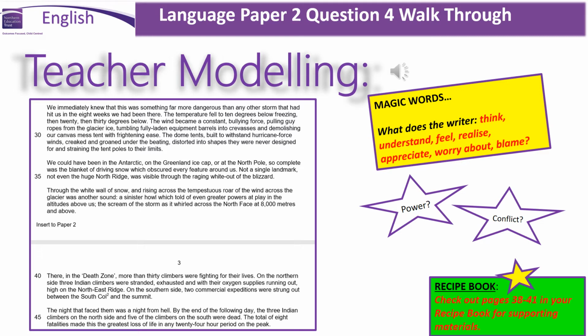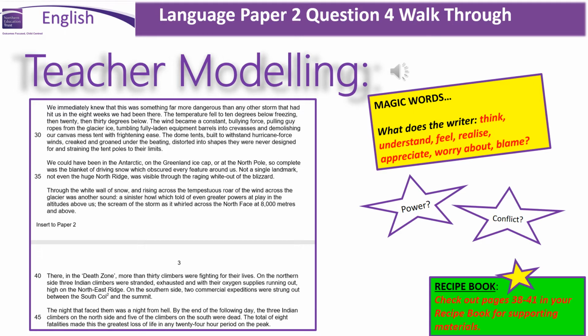He then refers to the snow as a white wall of snow, showing us that at this moment he feels that he is surrounded by this snow and there's no escape. And then in the final two paragraphs, he refers to 30 climbers were fighting for their lives, and it shows us clearly that he is worried about people surviving this adverse storm that they weren't expecting.